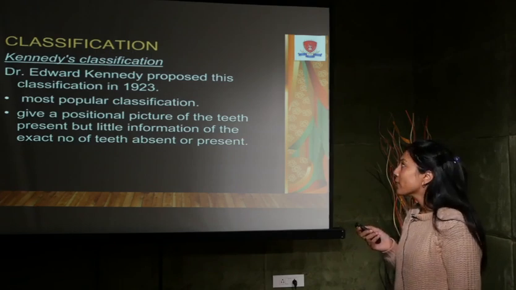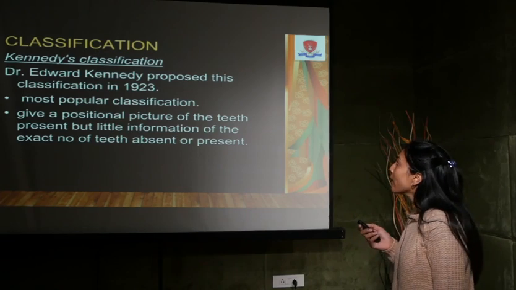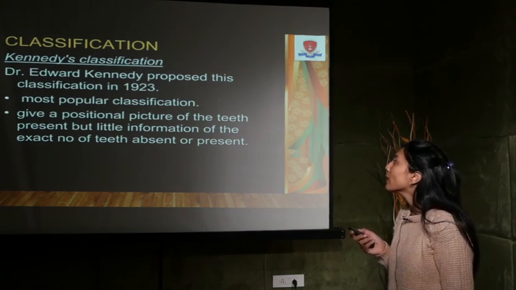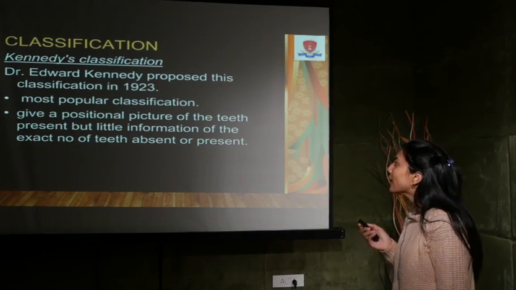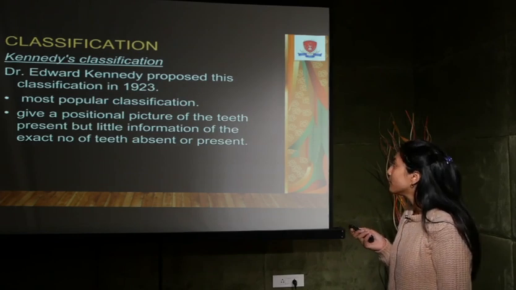Classification of removable partial denture. The most accepted classification is Kennedy's classification. Dr. Edward Kennedy proposed this classification in 1923. It is the most popular classification. It gives a positional picture of the teeth present, but little information on the exact number of teeth absent or present.